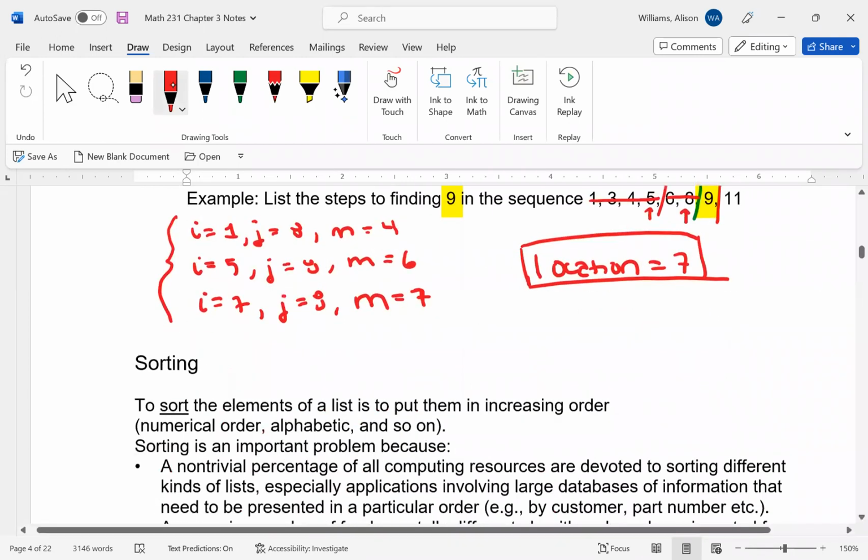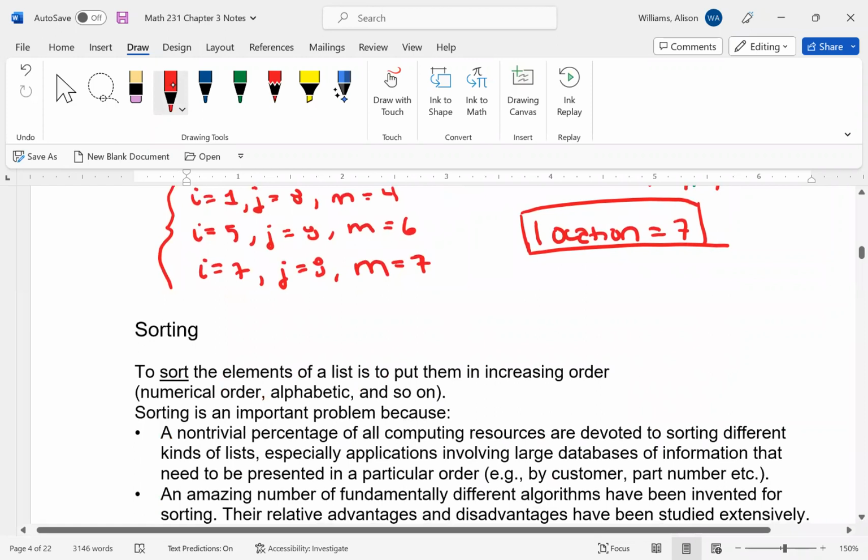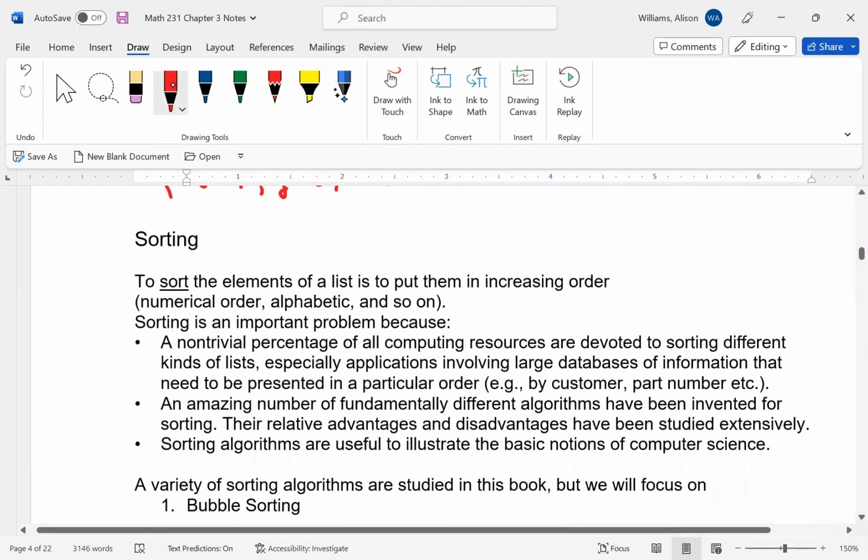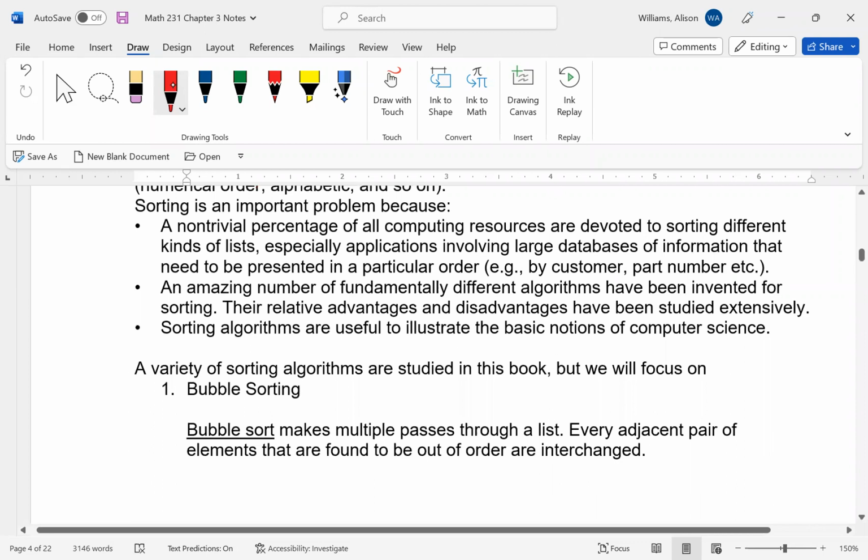Okay, let's look at sorting. It's important to sort elements and put them in increasing order. In fact, what we just looked at assumed we were in an increasing order situation. So it can be very important that we sort elements first, whether that be numerically or alphabetically. I'm not going to read why it's important. I hope you're aware of why it's important.